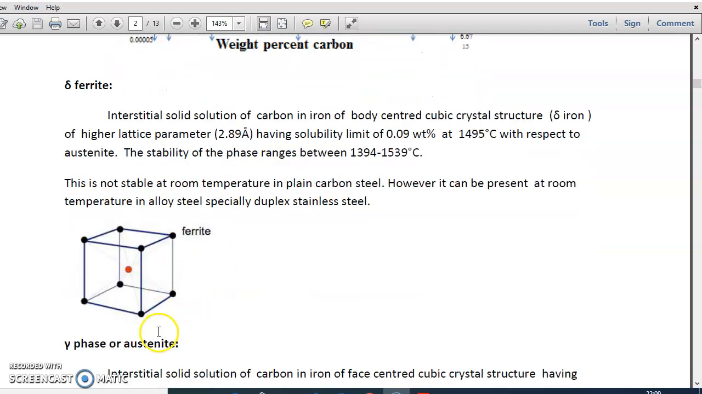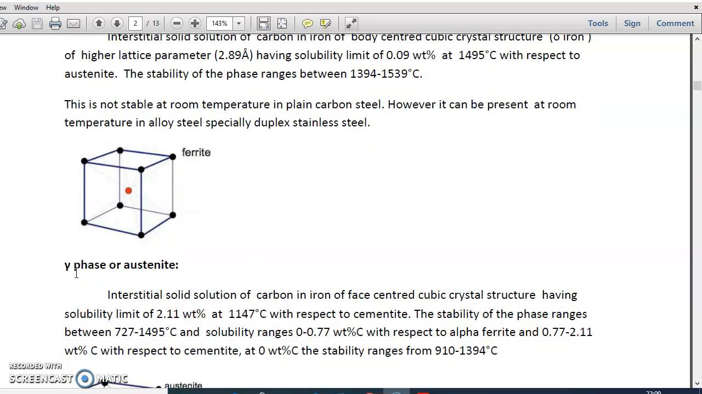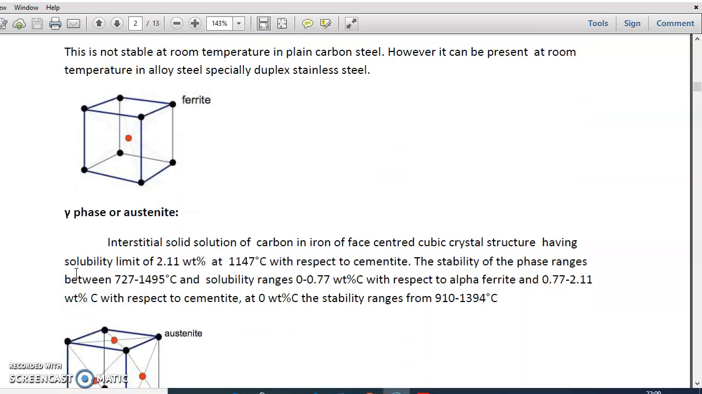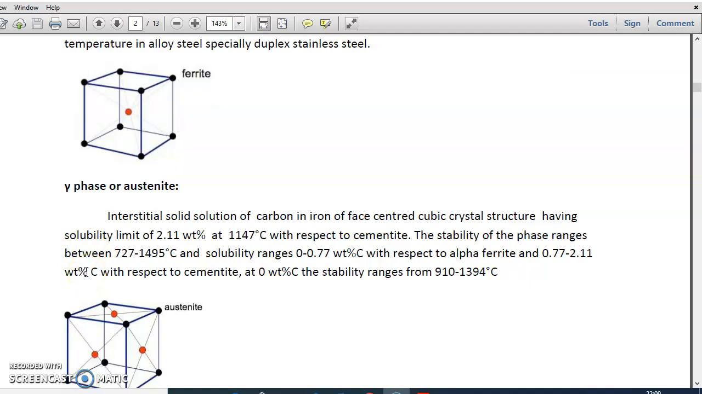Okay, now the structure of delta iron is something like this. So delta has the BCC structure. Now delta changes by reaction with the liquid to gamma austenite. So gamma austenite is known as an interstitial solution of carbon in FCC crystal structure. Now you can see the difference, that the crystal structure which exists here is FCC crystal structure, right?